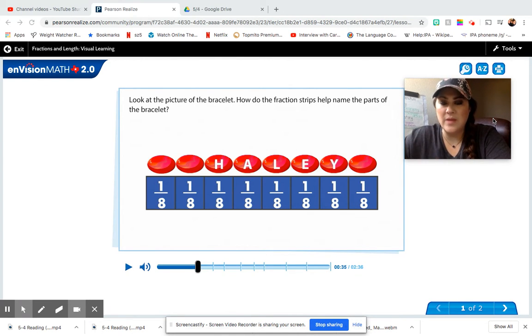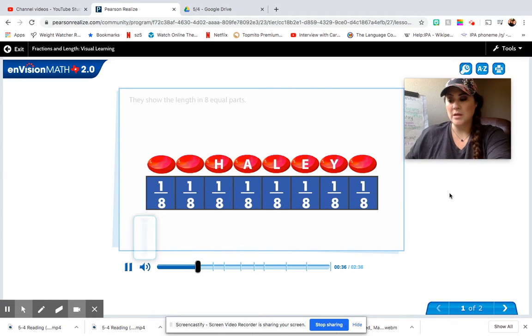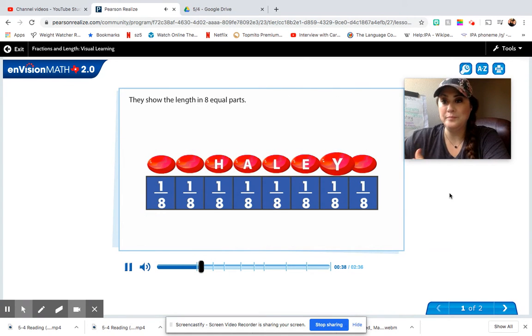Well, let's think about that. How do the fraction strips help name the parts of the bracelet? Well, if we have 8 beads, then we know that the unit fraction is 1/8. And then this is showing the length of the bracelet divided into 8s. They show the length in 8 equal parts.